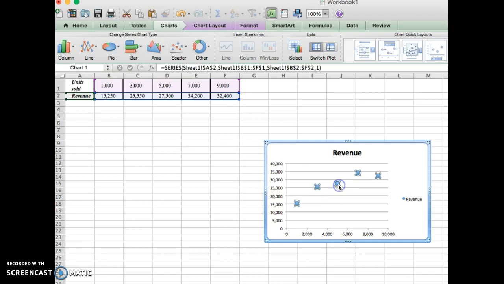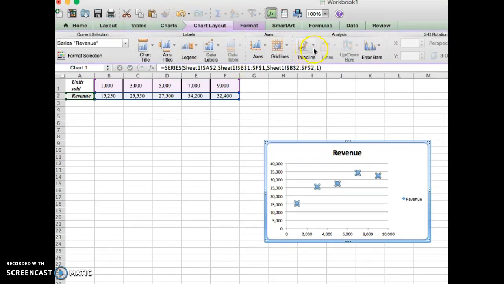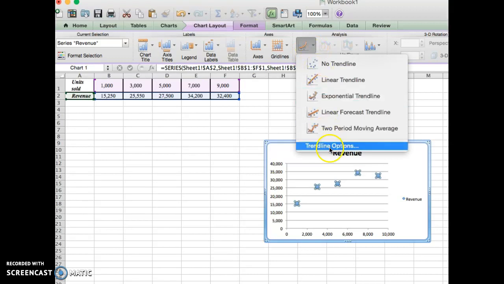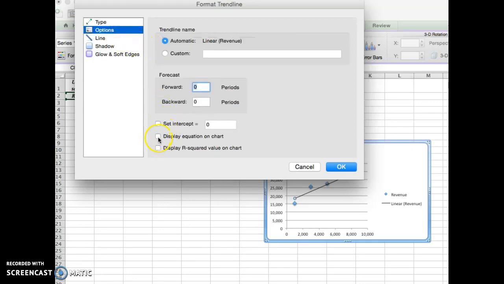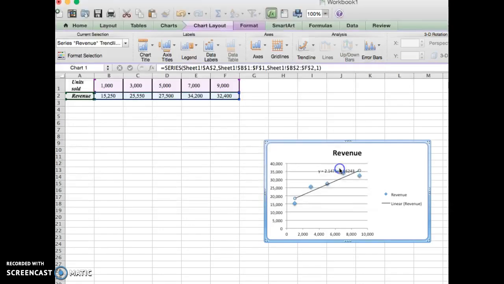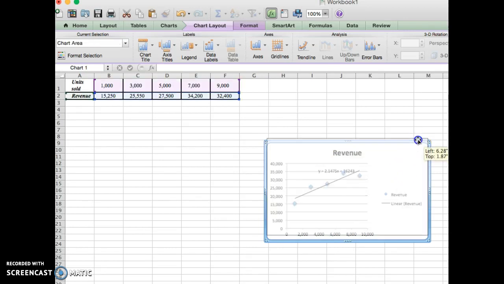So we can do as before, we can click on the points, go to trend lines, and do the linear approximation. We want to display the equation. So we have that y is equal to 2.1475x plus 16,243.